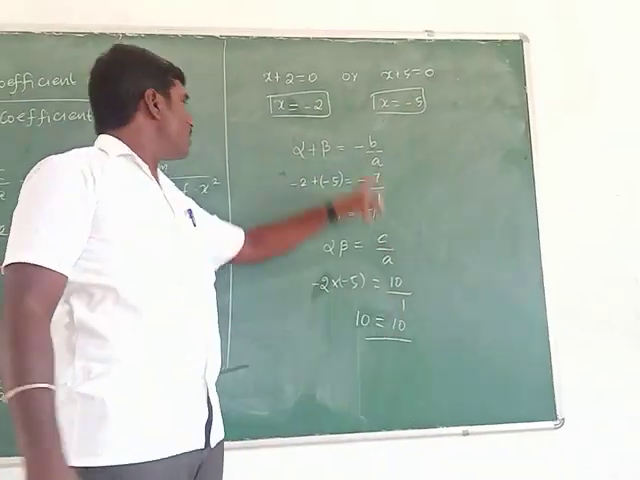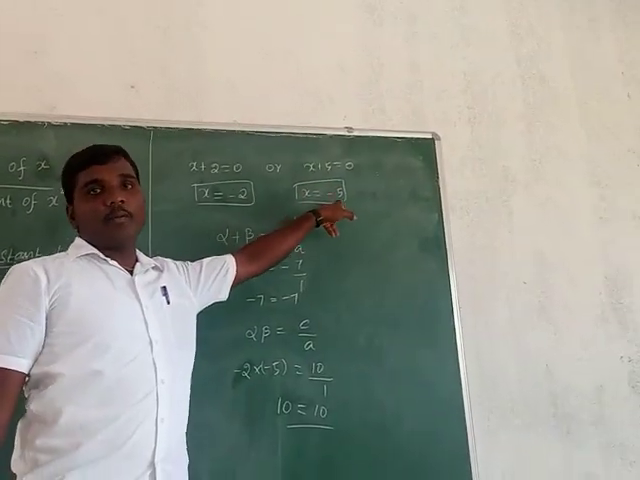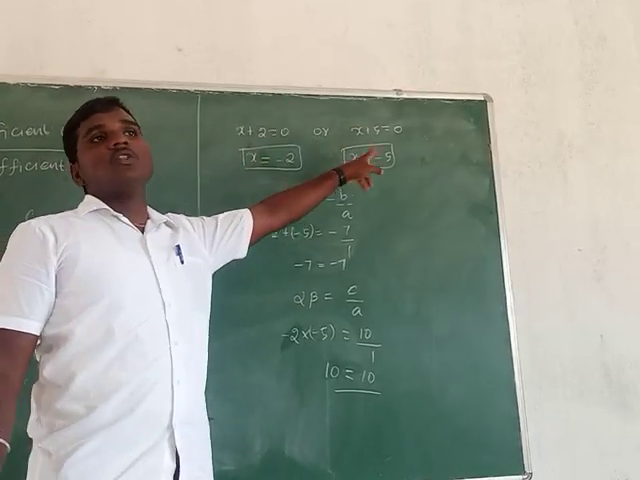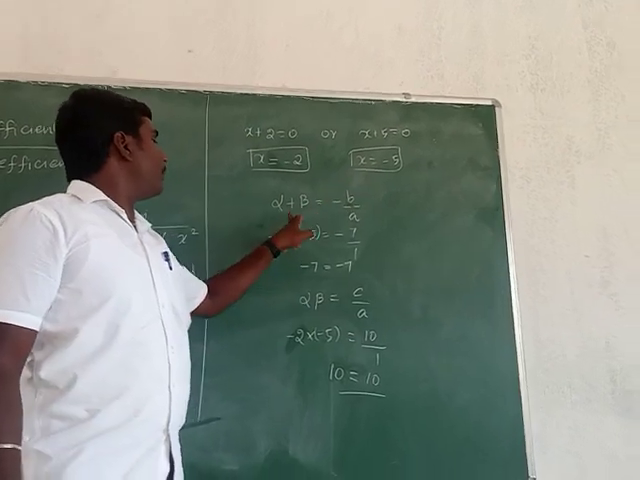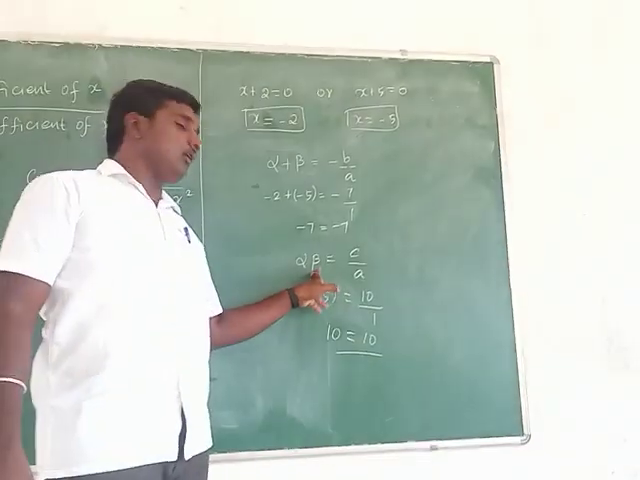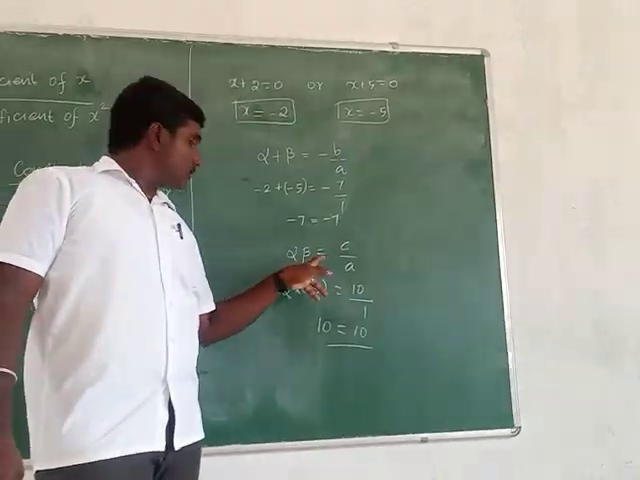What are the zeros? Minus 2 and minus 5. The first zero we assume as alpha, the second zero we assume as beta. Alpha plus beta, alpha into beta. Okay, that's all.